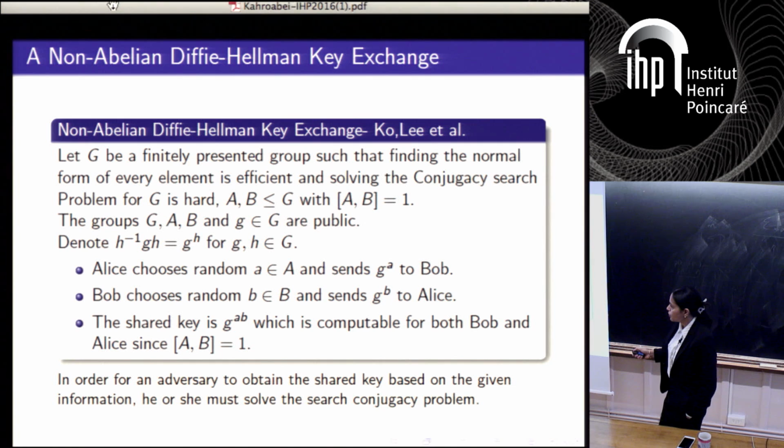So now since AB is equal to BA, the shared key is G^AB, which is computable for both Alice and Bob. So in order for an adversary to obtain the shared key based on given information, she or he must solve the conjugacy search problem.